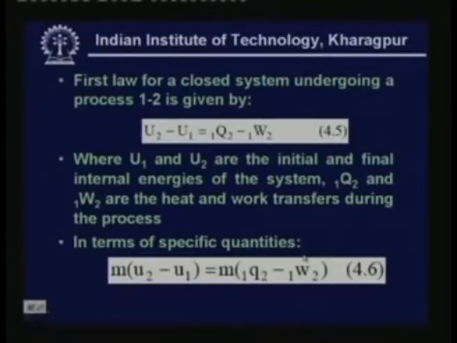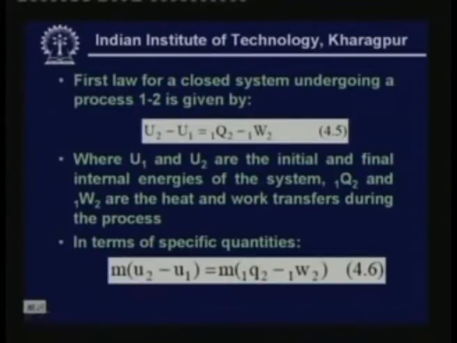Now let us apply the first law of thermodynamics for a closed system undergoing a process 1 to 2. So what is the first law of thermodynamics for that? This equation 4.5 actually neglects changes in kinetic and potential energy. So if you are neglecting the changes in kinetic and potential energy, you can write the first law as U2 minus U1 is equal to 1Q2 minus 1W2, where U1 and U2 are the internal energies of the system at the beginning and at the end of the process, and 1Q2 is the net heat transfer during the process, and 1W2 is the net work transfer during the process. So this is the first law of thermodynamics for a closed system undergoing a process.